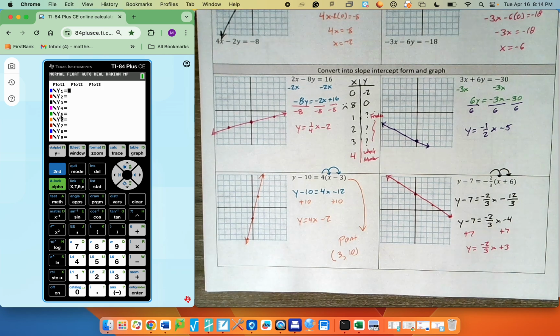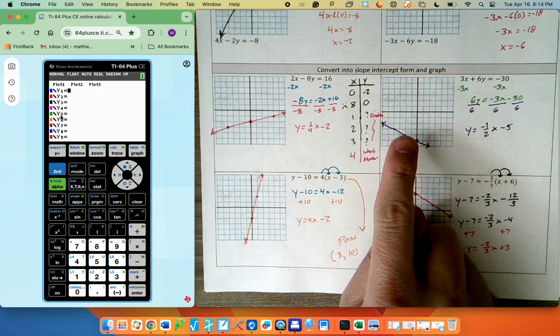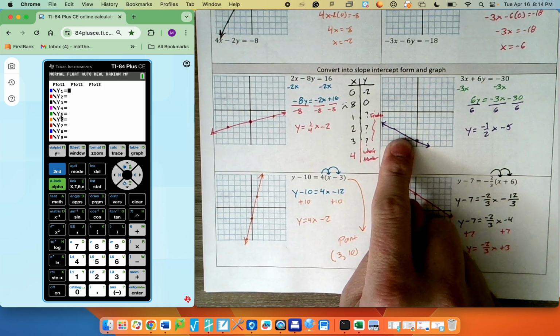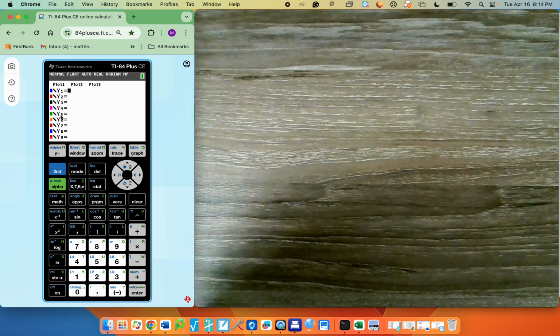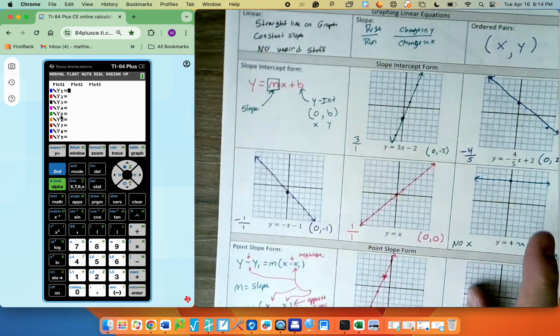Tomorrow in class, we're going to be reviewing how to graph our quadratics. And then on block day, we're going to put all of this together and practice graphing our linear inequalities. That's when we have to remember, do we use a dotted or a solid line? And which way do we shade? And that's graphing linear equations.